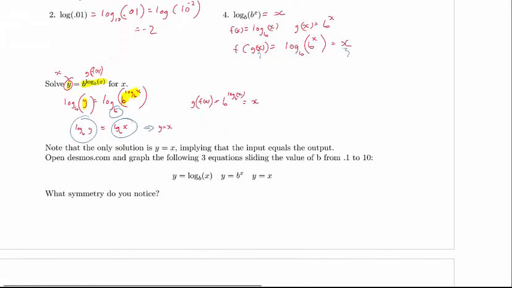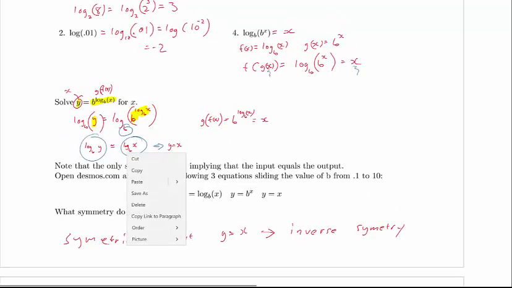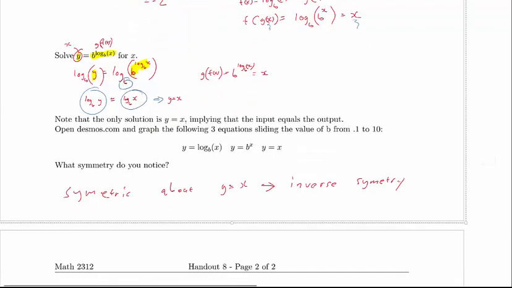And so what symmetry do we notice? Symmetric about y equals x. So we would say there is some inverse symmetry. That second m doesn't look right. There we go. So we have some inverse symmetry going on, the kind of symmetry we'd expect from inverse functions.